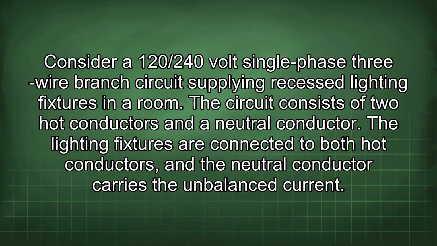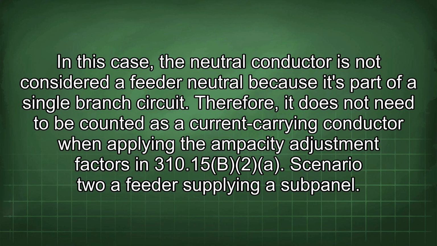The lighting fixtures are connected to both hot conductors, and the neutral conductor carries the unbalanced current. In this case, the neutral conductor is not considered a feeder neutral because it's part of a single branch circuit. Therefore, it does not need to be counted as a current-carrying conductor when applying the ampacity adjustment factors in 310.15(B)(2).